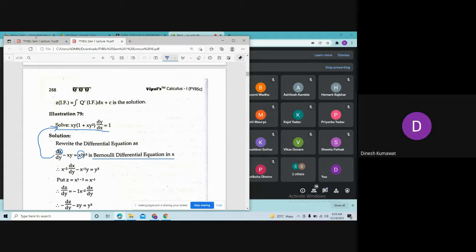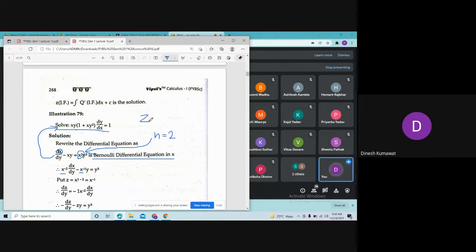Now you just divide this differential equation by x square. So here we are having x to the power minus 2, here we are having x to the power minus 1, and here we are having y cube only. Is that clear? Yes, sir. Now tell me what is the value of n over here. N is what? Sir, 2. N is 2, right? Because the degree of x is 2 over here.